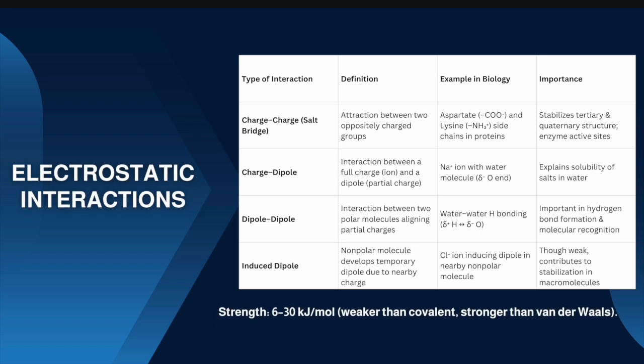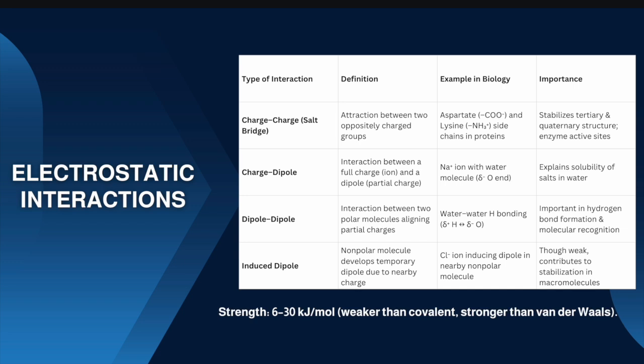First, the electrostatic interactions. Their strength is 6 to 30 kilojoule per mole. They are weaker than covalent bonds but stronger than the van der Waals forces. So they are of different types. You can see in the chart here. These are of 4 types.